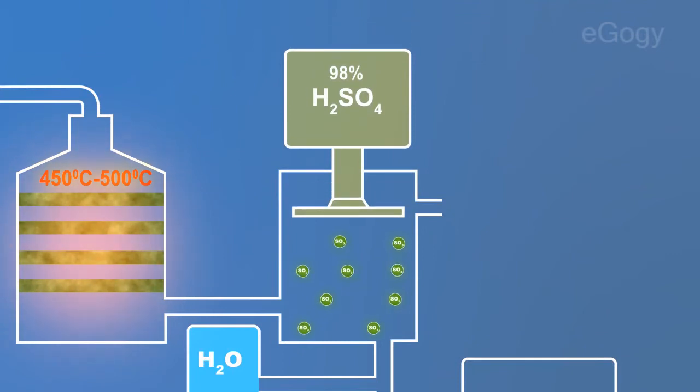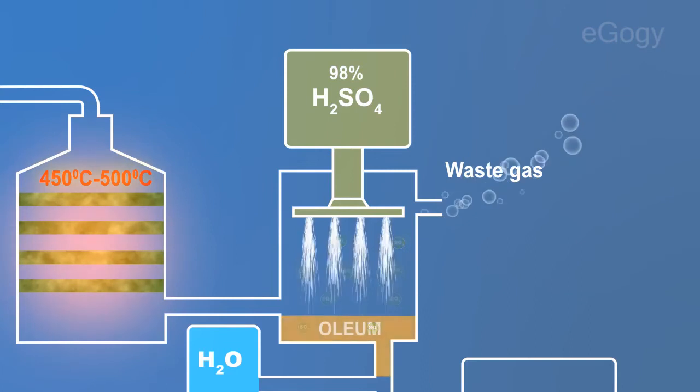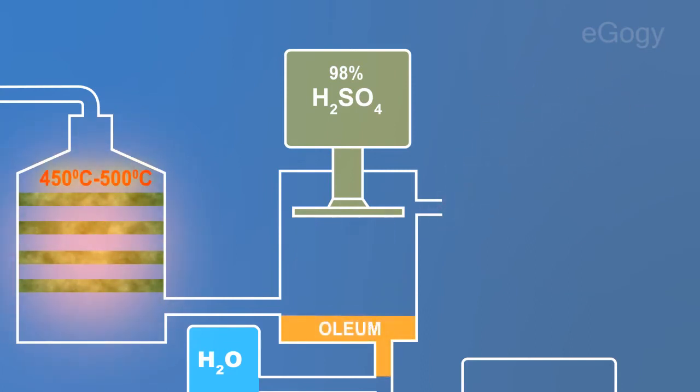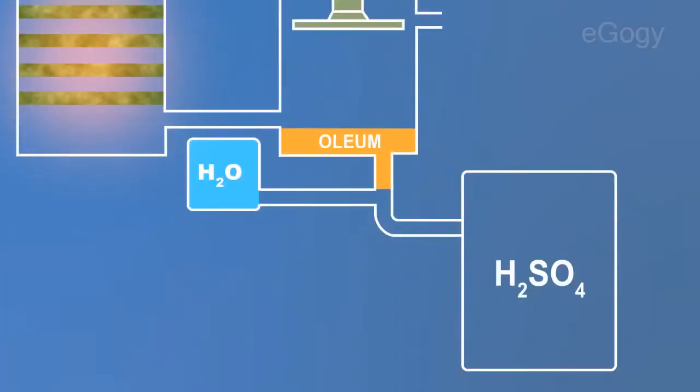Instead, sulfur trioxide is dissolved in 98% sulfuric acid solution to get oleum. SO3 on reaction with H2SO4 forms H2S2O7, that is oleum. And sulfuric acid of any concentration can be prepared by adding the required quantity of water to oleum. H2S2O7 on reaction with H2O gives 2H2SO4.